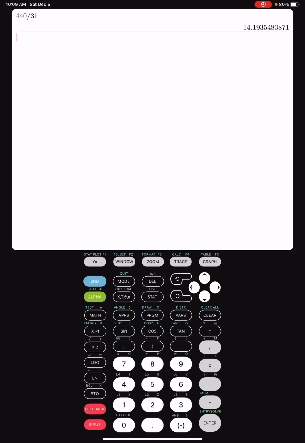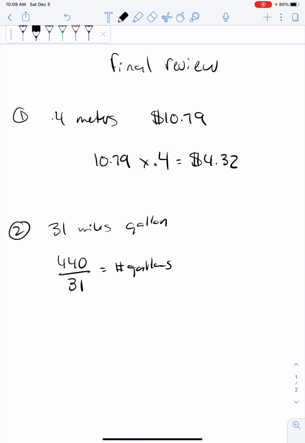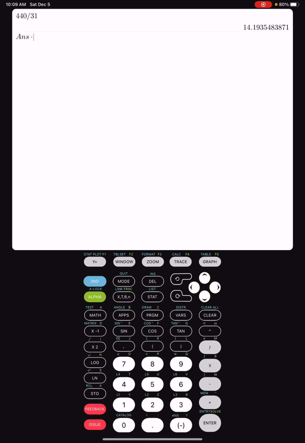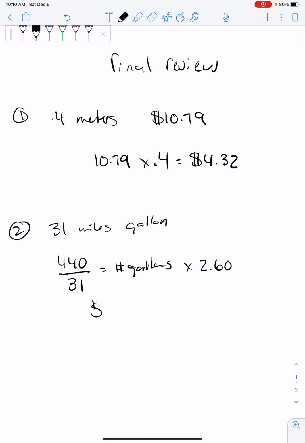gives me 14.19. Now, I'm not going to round yet because I'm not quite done with the problem. I'm not going to round that to 14 or 14.2. I'm going to leave it 14.19 because that's how many gallons I need. And each gallon costs $2.60 per gallon, so I'm going to take that answer and multiply it by 2.60. And I get 36.903. So $36, and that's going to round to 90 cents.